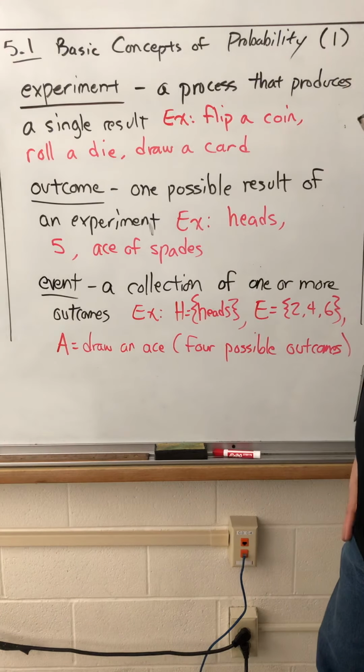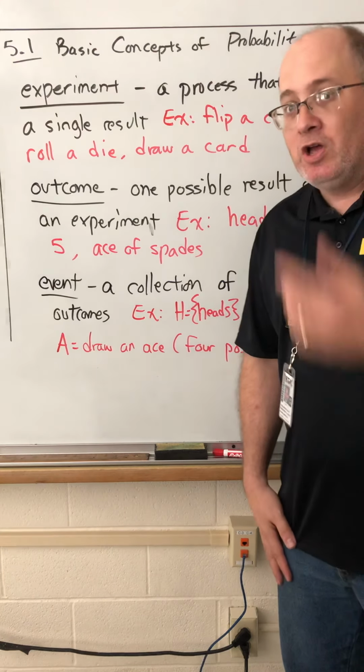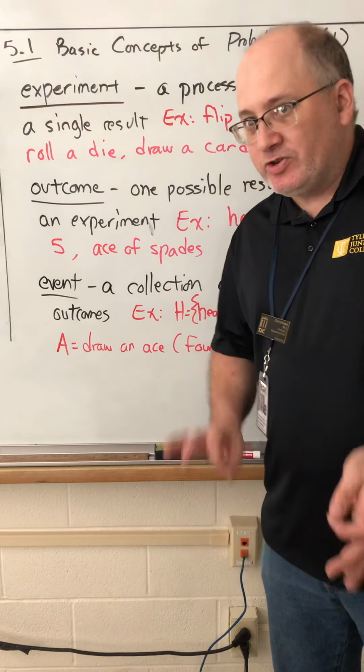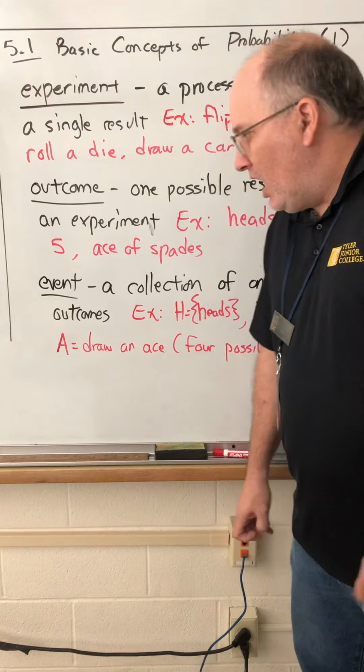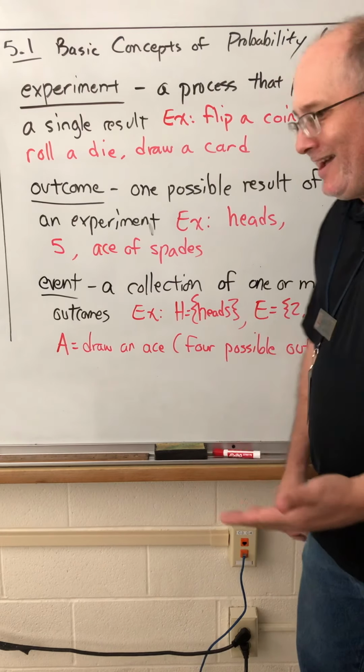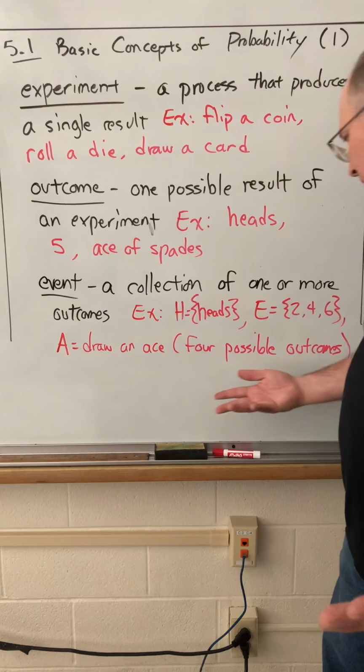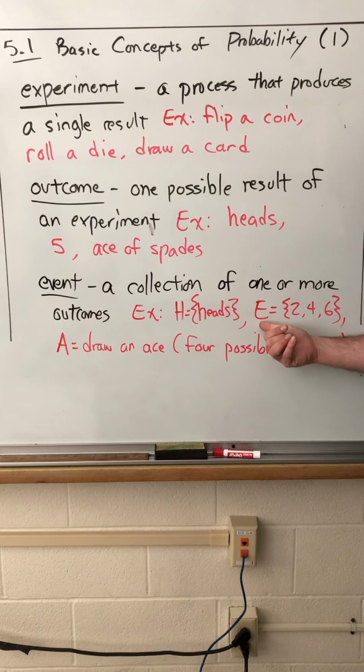An event is just a collection of one or more outcomes. When you're flipping a coin, usually it's heads or tails, so your event is usually just one of those 2. But if you roll a die, I could say, what's the probability that you roll an even number? For example, we could say E is the set containing 2, 4, and 6.